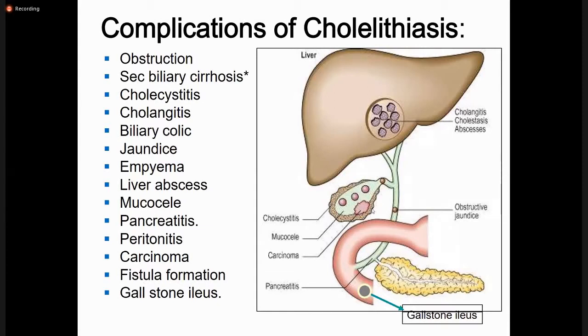Now, when a gallstone trickles from the biliary channels and lodges in this area, it might cause pancreatitis. There might even be gallstone ileus, when the stone perforates from the gallbladder fundus into the intestine, the duodenum, and causes gallstone ileus.